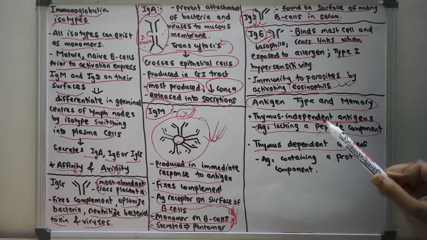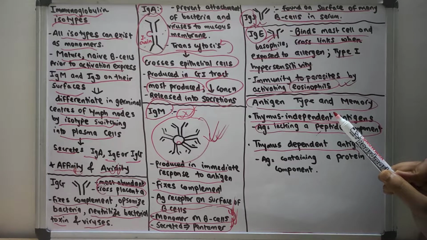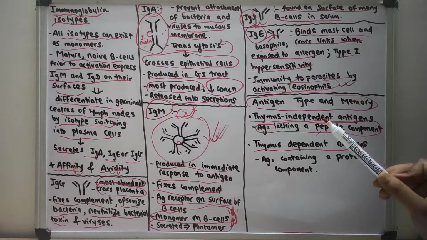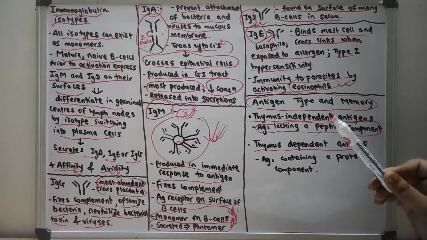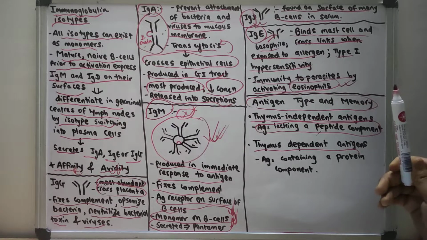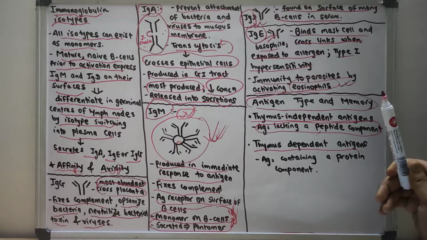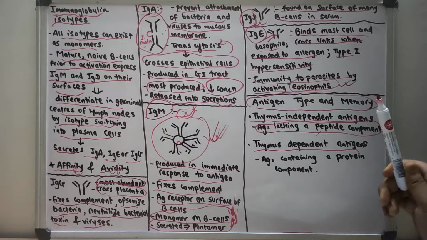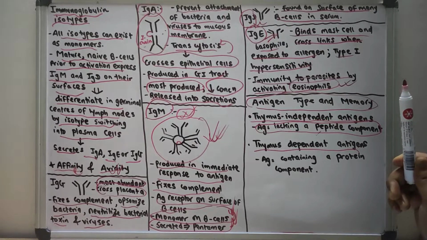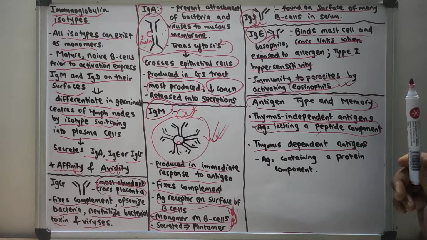So it cannot be presented by MHC2 to T cells. They are weakly immunogenic, so the vaccines often require boosters and adjuvants. For example, the capsular polysaccharide subunit of Streptococcus pneumoniae, the PPSV23 vaccine. So these are thymus independent antigens.